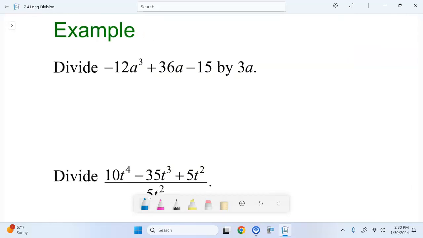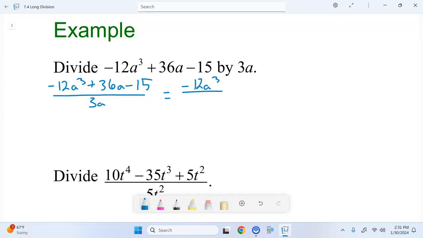So when I want to divide this polynomial by 3a, which is a monomial, we can set up the division all over 3a. And so we're going to take each and every term of the numerator and write it over that singular denominator. So our first term divided by 3a, our second term divided by 3a, and our third term divided by 3a.